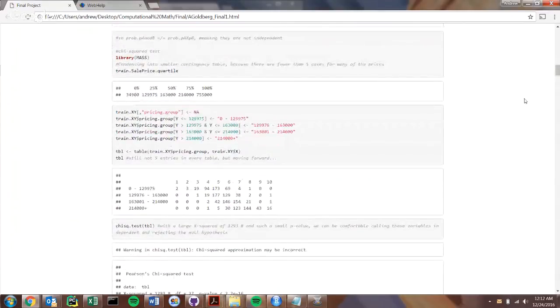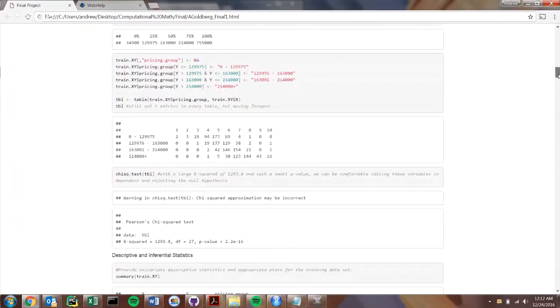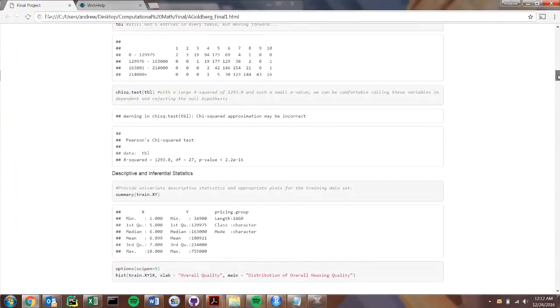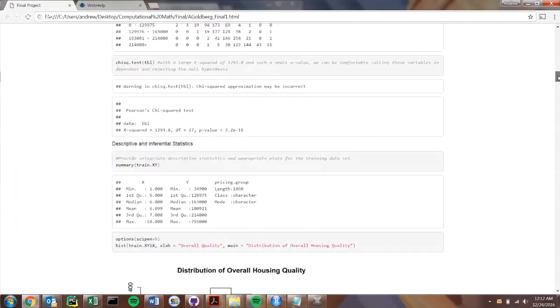Then we run the chi-square test. First, we have to look at the quartiles. Because there are so many different pricing rows, it was hard to get 5 in each, so I created a smaller contingency table. As you can see, it's still not perfect, but it's better than it was. I grouped some of the pricing by the quartiles. If we look at the Pearson's chi-square test, the X squared is quite large and the p-value is quite small. So again, we can safely assume that those two variables are dependent on each other and not independent.